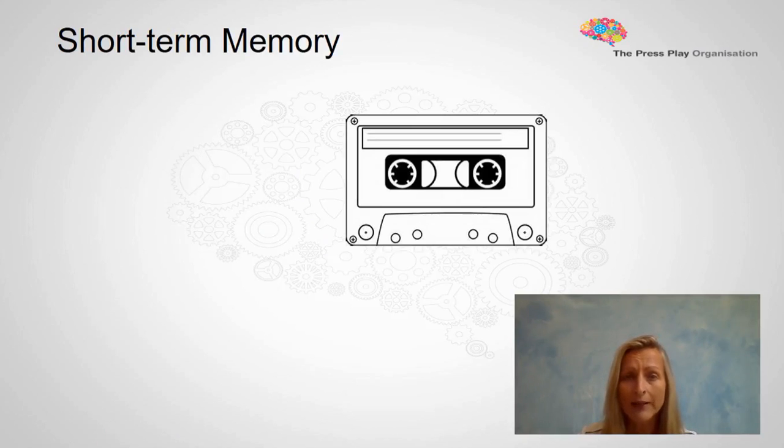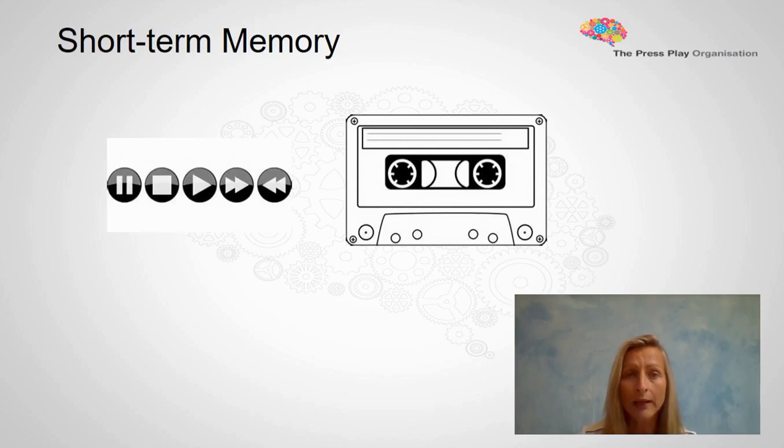Now your short-term memory is mainly auditory, when you say something in your head. And therefore, it's a little bit like a cassette tape. And we all know that a cassette tape only plays one way. You can only play a cassette tape forwards. It's similar to trying to speak backwards. That doesn't happen.